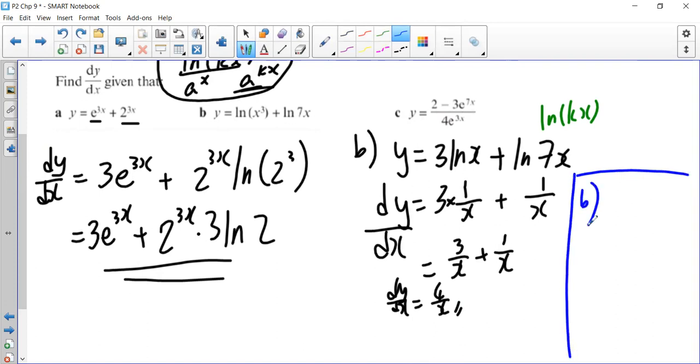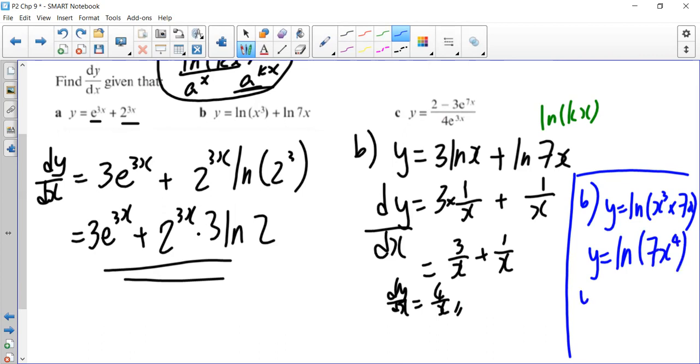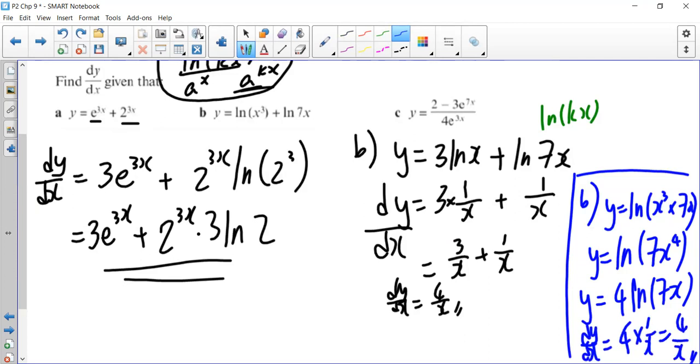Part B, alternative solution. Log A plus log B is the same as log AB, log A times B. So y equals ln x cubed times 7x, which is 7x to the power 4. So we can bring the 4 in front, so y equals 4 ln 7x. Ln A plus ln B is ln AB. And then differentiate that. That's the same as 4 times 1 over x, that's 4 over x. Yeah, that'll work.